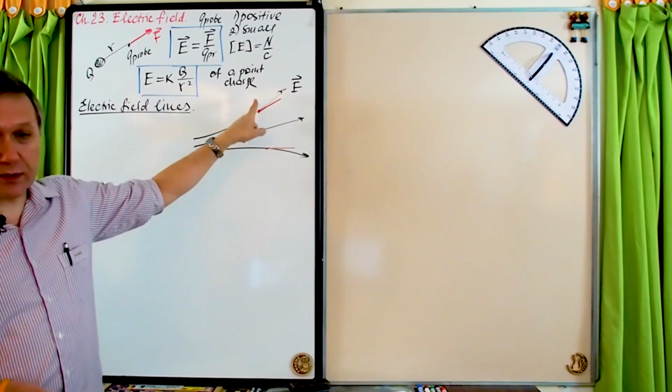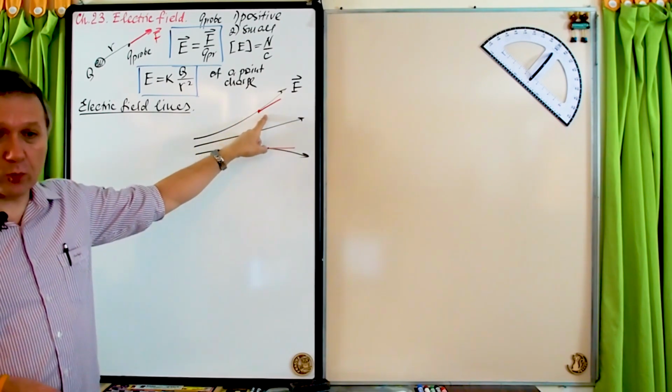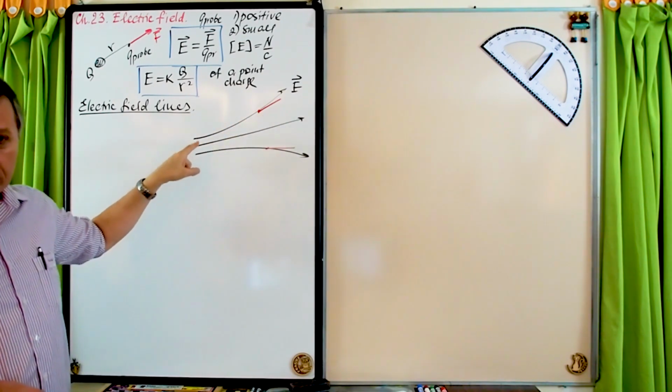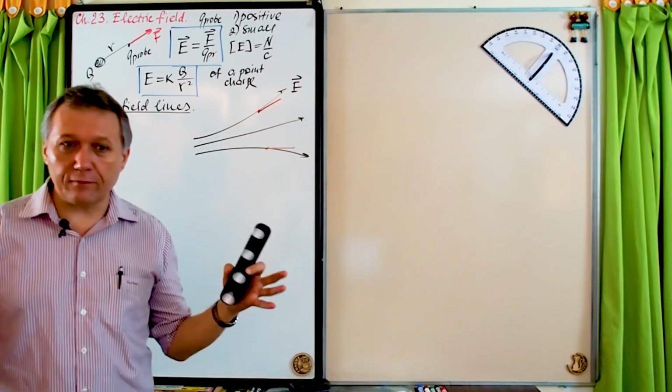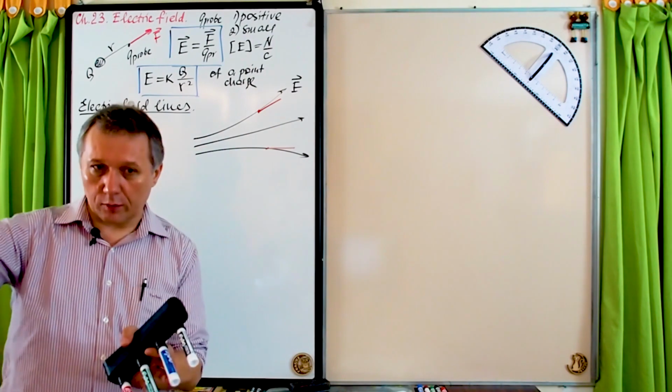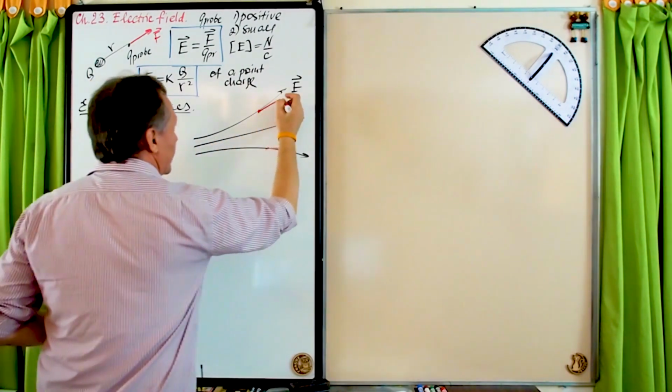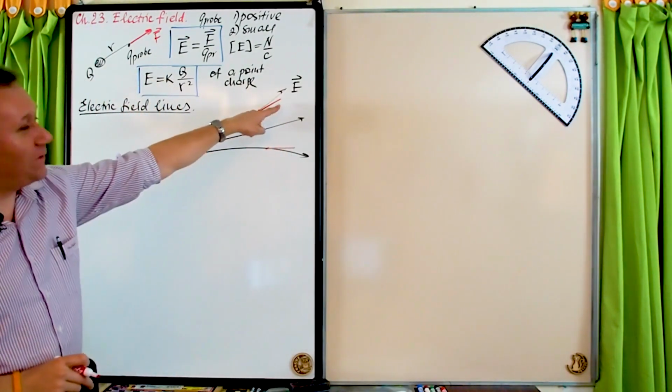Here, the density of lines is smaller, so the electric field must be weaker relative to the points over here. So here, the density of lines is larger, so the electric field must be stronger. So if you draw a vector, it must be longer. Right? So that's why I stopped. That's why I didn't finish this vector.